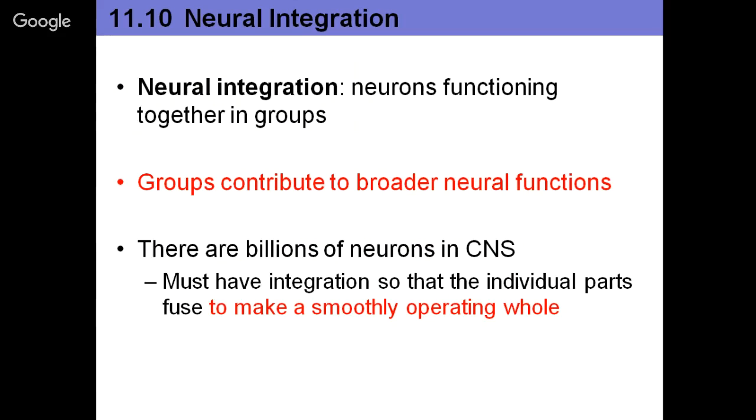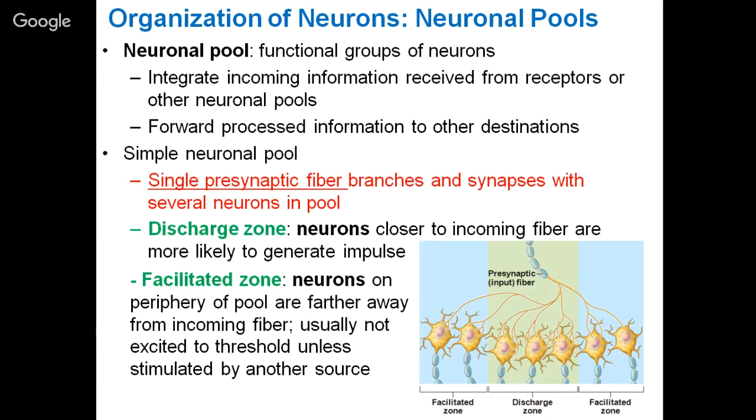The other important concept is neural integration. So neural integration is neurons functioning together in groups. The group contributes to a broader neuronal function. There are billions of neurons in the central nervous system, and if they worked alone, there could be confusion. So they must have an integration so that the individual parts fuse to make a smoothly operating whole.